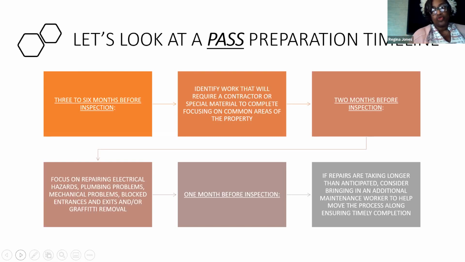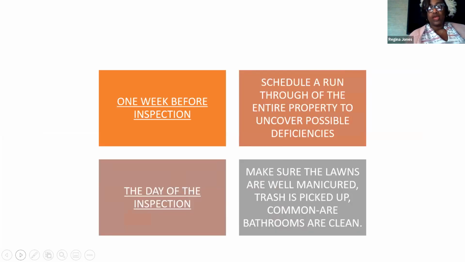Possibly 1 month or so before your inspection, look to see if any repairs are taking longer than usual. And you may want to consider bringing in additional help with that to get that repair done. At least 1 week before your inspection, schedule a run through of the entire property and uncover any possible deficiencies that you may have somehow overlooked. And on the date of the inspection, make sure that your lawns are well manicured, trash is picked up, and the common area bathrooms are clean.